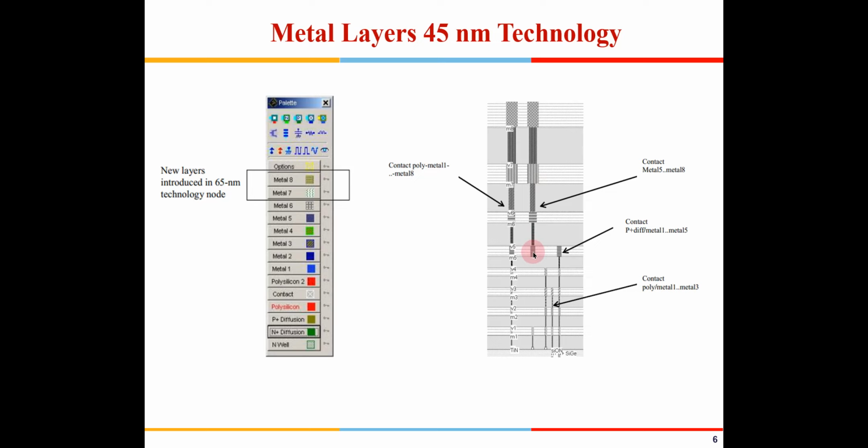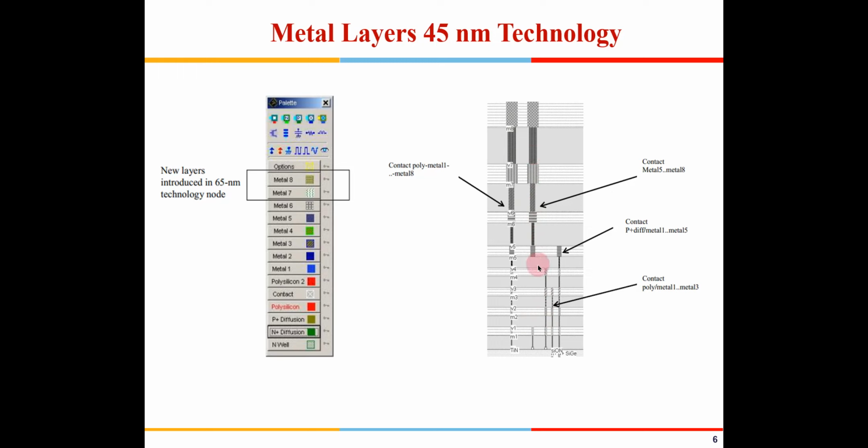Otherwise, what we generally do is we have a metal 4 to metal 5 via. Then on top of that we place a metal 5 to metal 6 via, metal 6 to metal 7 via, like that. You stack vias one over the other to interconnect metals which are not adjacent.